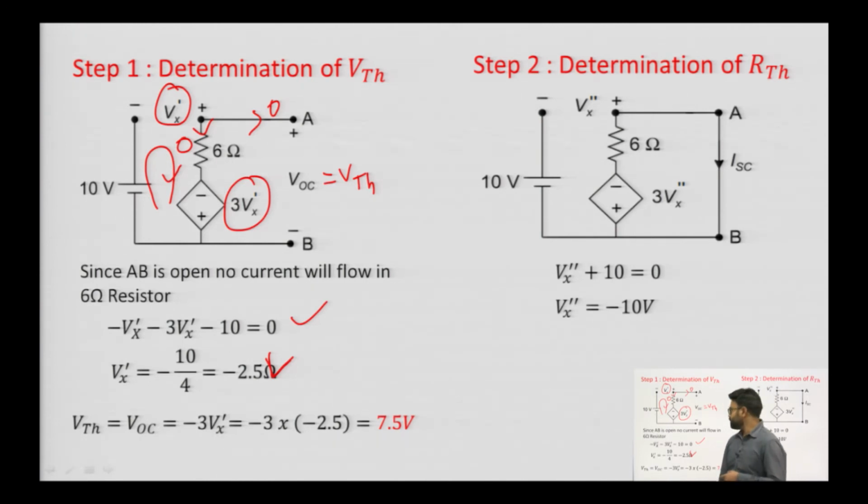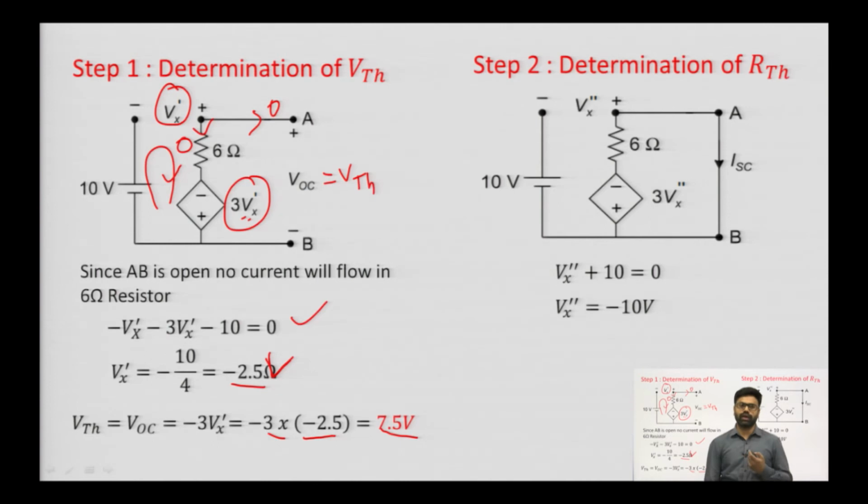Then VTH will be equal to VOC, because no current is flowing in the 6 ohm resistor. So, we get the voltage as 3 into Vx dash. We just found that Vx dash is minus 2.5 volt. So, minus 3 multiplied by minus 2.5, we get the value of VTH as 7.5 volt. So, we have calculated VTH.